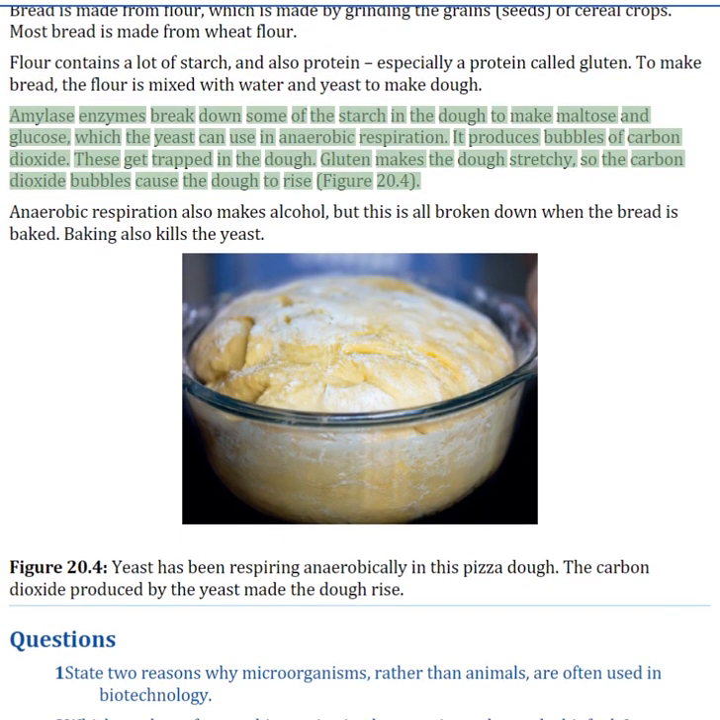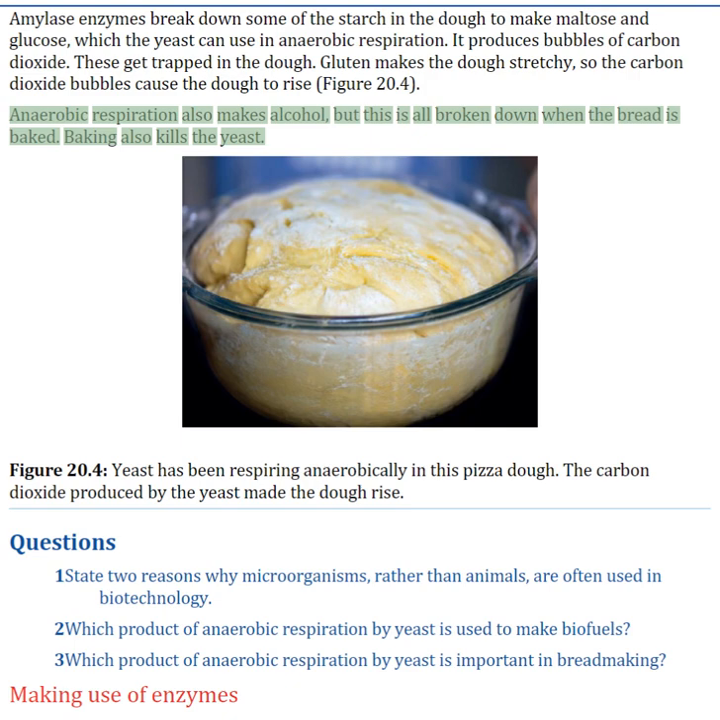Amylase enzymes break down some of the starch in the dough to make maltose and glucose, which the yeast can use in anaerobic respiration. It produces bubbles of carbon dioxide. These get trapped in the dough. Gluten makes the dough stretchy, so the carbon dioxide bubbles cause the dough to rise. Anaerobic respiration also makes alcohol, but this is all broken down when the bread is baked. Baking also kills the yeast.